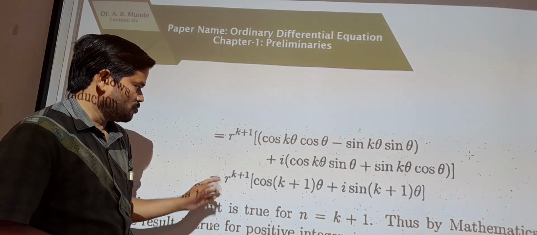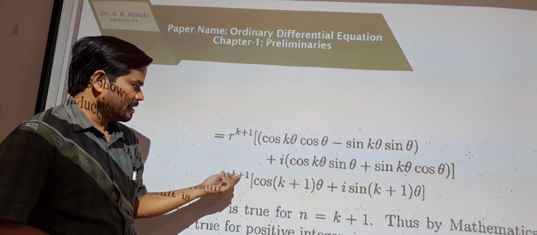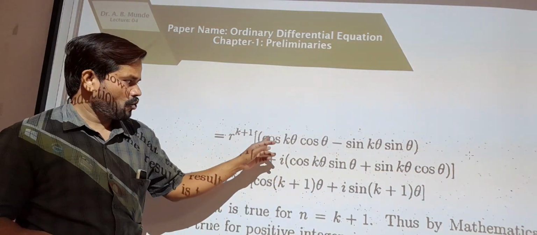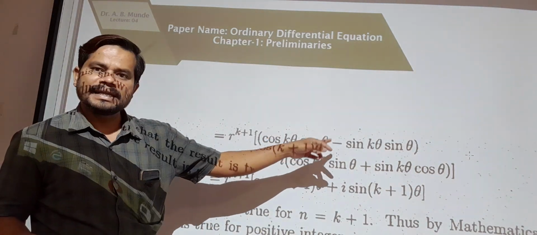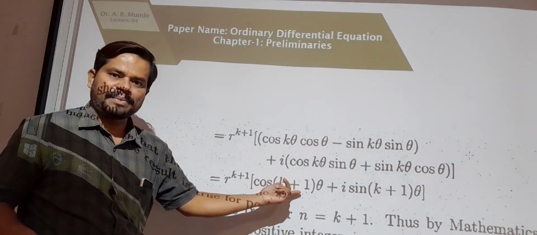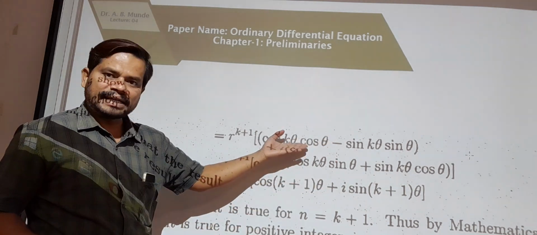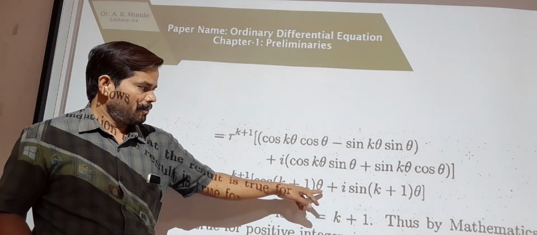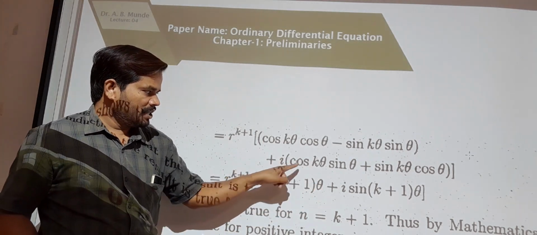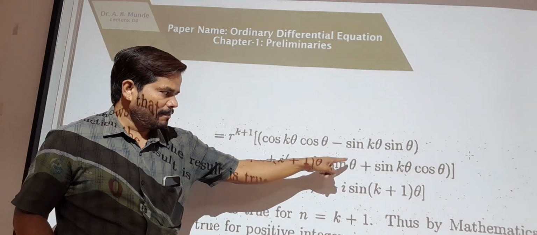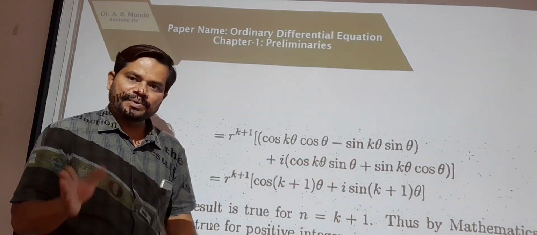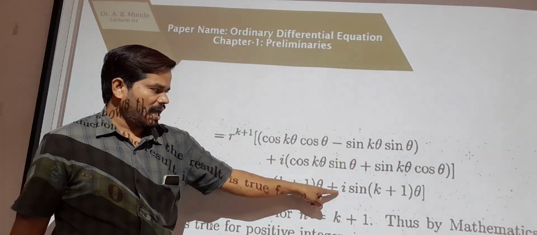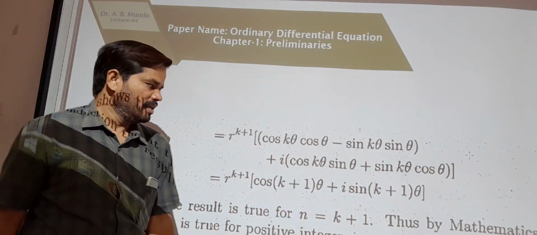So which is equal to r raised to k plus 1, and in bracket, we know cos A cos B minus sin A sin B is cos of A plus B. So by using that identity, you can write cos of k plus 1 into theta. Same thing here: cos A sin B plus sin A cos B, you can write it as sin of A plus B, and that's why we can write here plus i sin of k plus 1 theta.